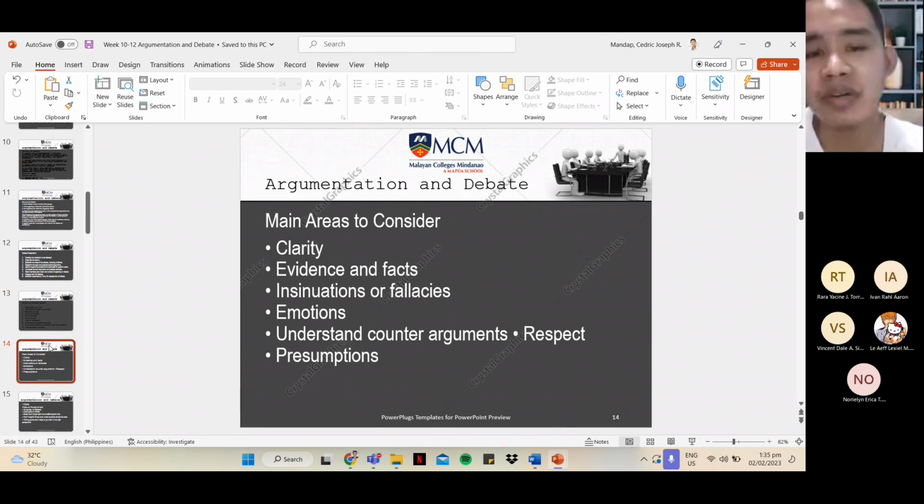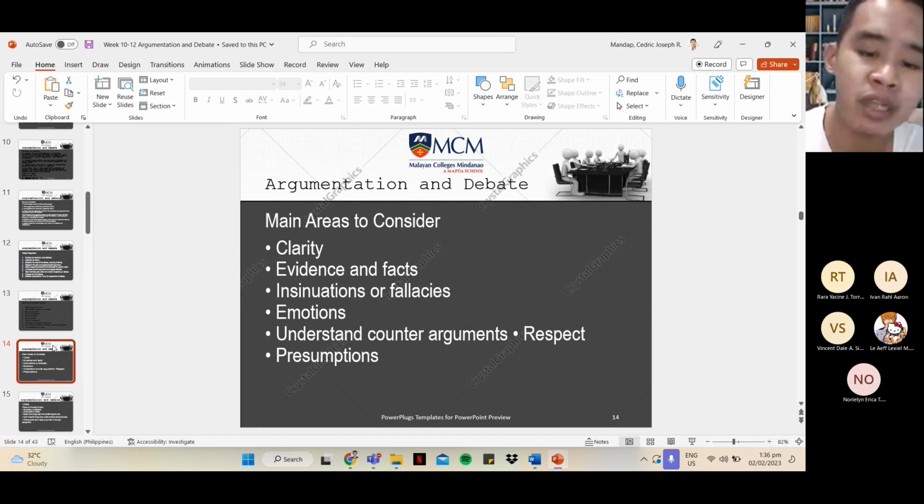Main areas to consider also are the clarity of your arguments, evidence, and facts, and avoid insinuations or fallacies. Your emotions as well should be controlled. Understand the counter arguments. Respect each other and your opposing party and presumptions, no? Don't let these presumptions cloud your mind or judgment.